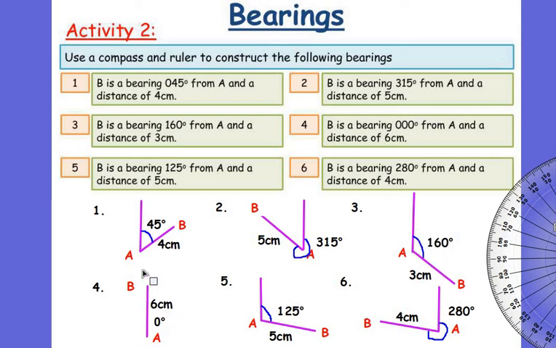The fourth one, for 0 degrees, is just straight up. We're not turning at all, and that's 6 centimetres. For the fifth one, I'm looking at 125 degrees and 5 centimetres away. And for the last one, 280 degrees and 4 centimetres. Please check your work and see how you did.